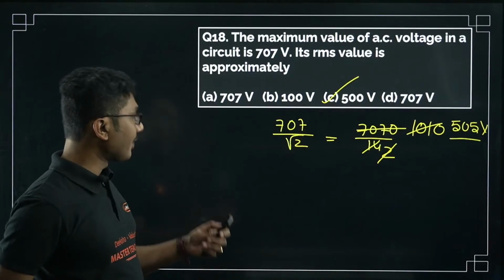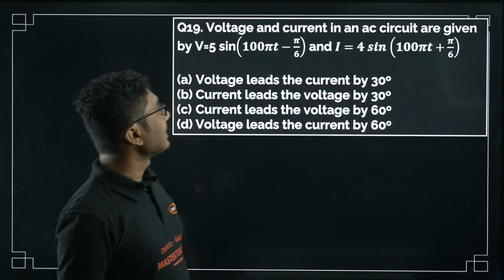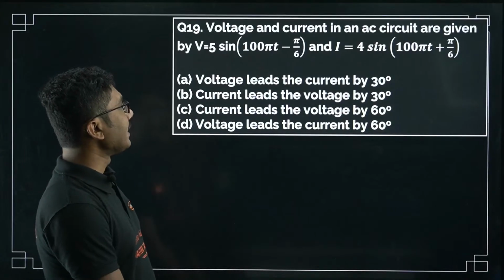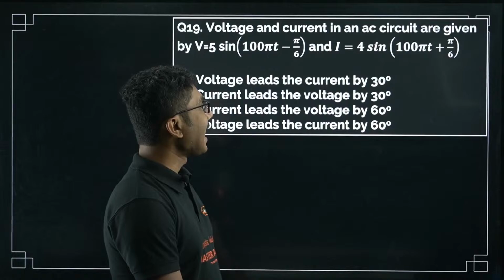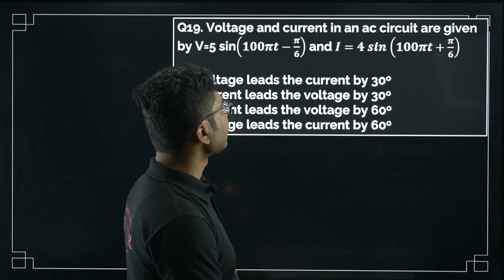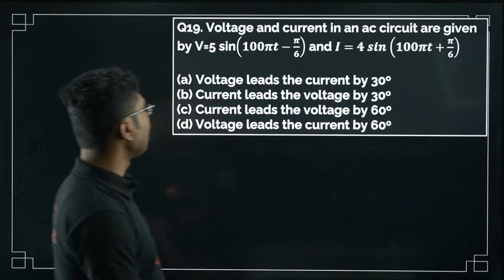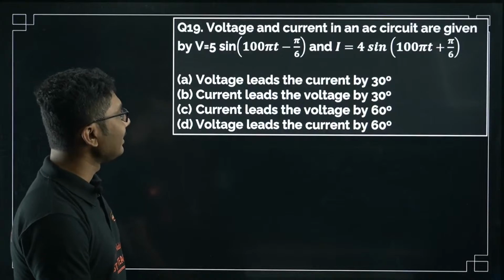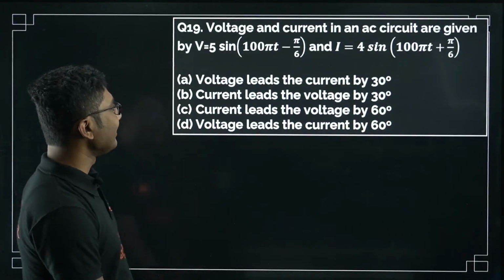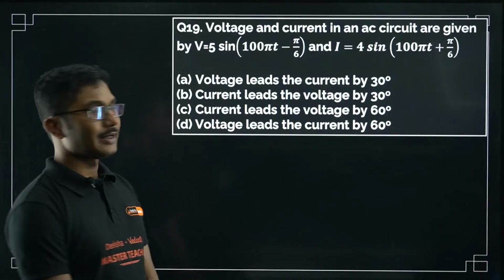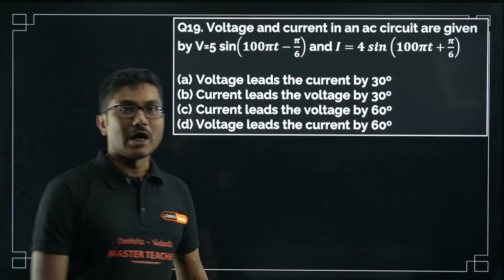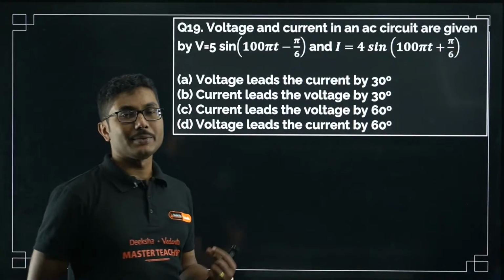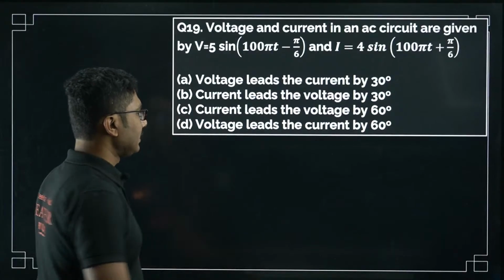18C. We have 2 more questions to go. Voltage and current in an AC circuit are given by V is equal to sine 100 pi t minus pi by 6 and I equals 4 sine 100 pi t plus pi by 6. Now which one is leading? Voltage leads the current by 30 degrees, current leads the voltage by 30 degrees, current leads the voltage by 60 degrees, voltage leads the current by 60 degrees. Okay, so how can you solve it? There is one easy way, and one slightly longer but understandable way, that is by drawing a phasor.